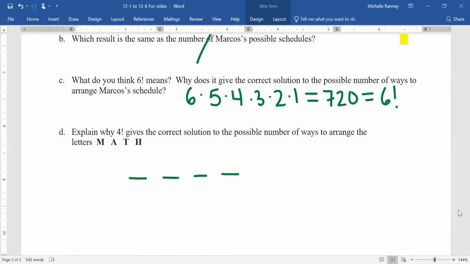slots. The first one, I can use any of these 4, so I have 4. My next one, since I've used one of the letters, I only have 3. The next time I only have 2, and then 1. So instead of typing in 4 times 3 times 2 times 1, we could type in our calculator 4 factorial, and we're going to end up getting 24 as our answer.